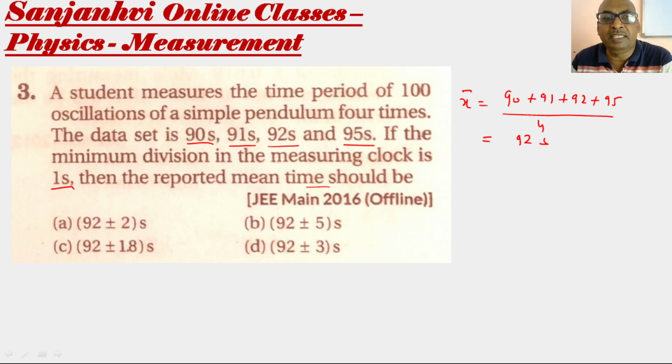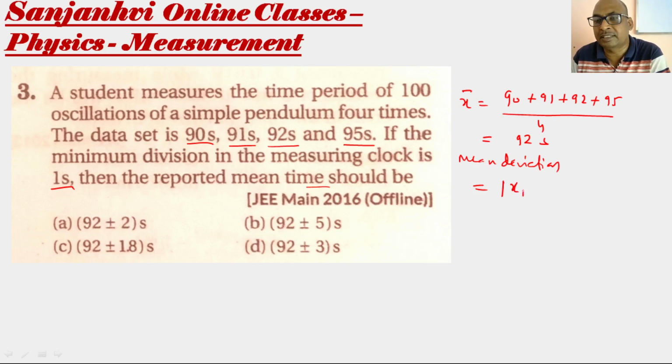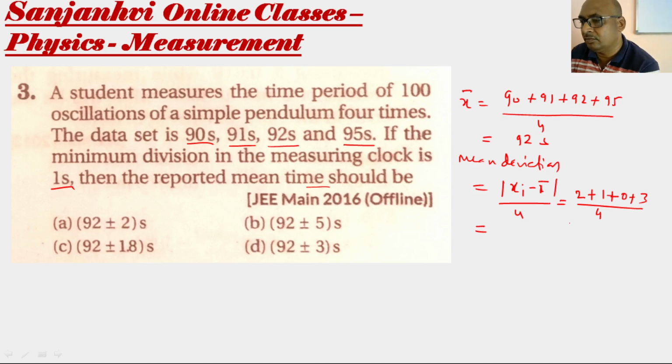Minimum division in the measuring clock is 1 second, as given, and now we need to find the absolute error. How will we find it? That is called mean deviation, which is the mod of xi minus x mean, divided by 4. So it will be 90 minus 92, 2, plus 91 minus 92, 1, plus 92 minus 92, 0, plus 95 minus 92, 3, divided by 4. 3 plus 4, 4 plus 2, 6, 6 divided by 4 gives 1.5 second. So the mean deviation is 1.5 second.